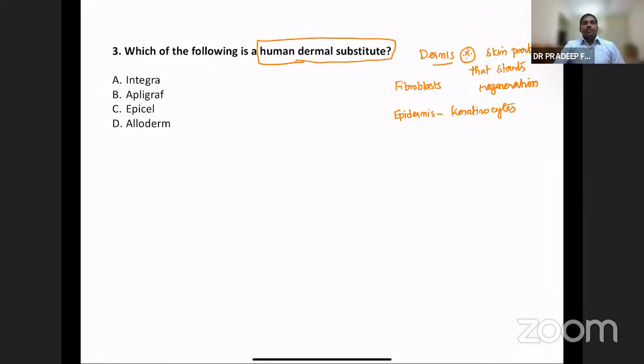With the help of these cells, the dermal substitutes have been engineered. The dermis is very essential for forming a scaffold for any other healing to take place. So with this, we will answer this question. The dermal substitutes are commonly classified into cellular as well as acellular.